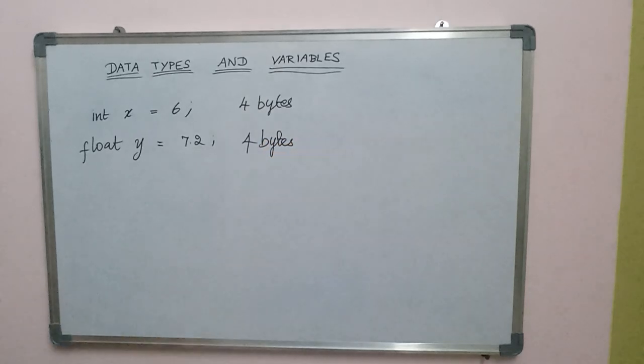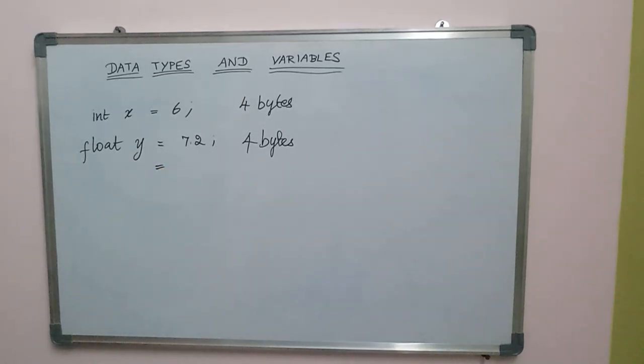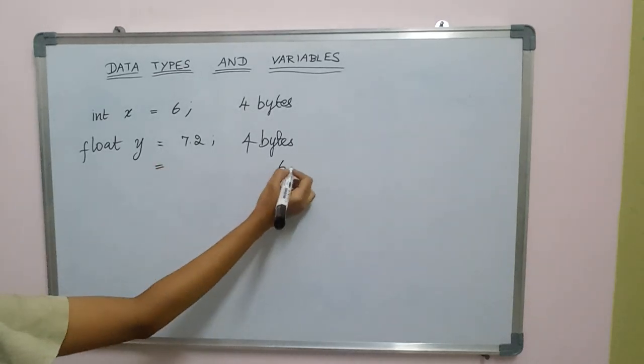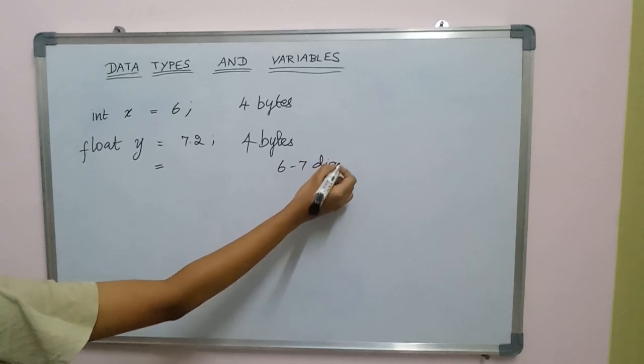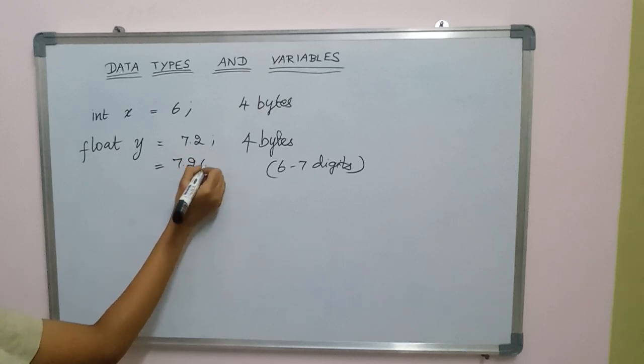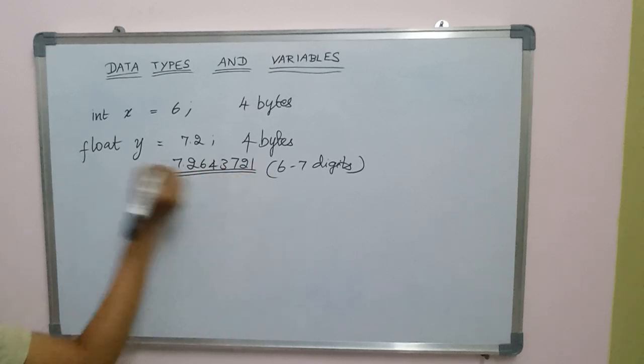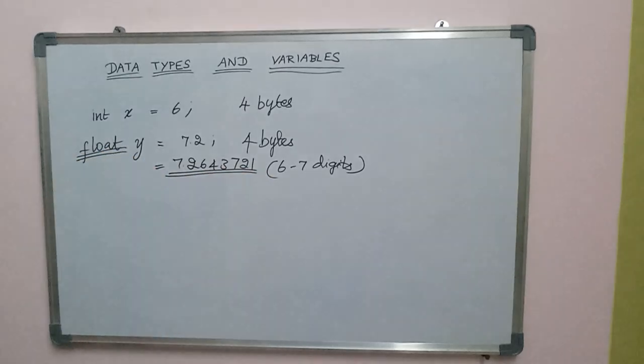The description of this is fractions, decimals, and it stores up to 6 to 7 digits. If you want to store a decimal point number, you can use float, and this can only store up to 6 to 7 digits. This is a very important thing, 6 to 7 digits, like 7.264371. This is the limit of the float data type. I hope you understand both.